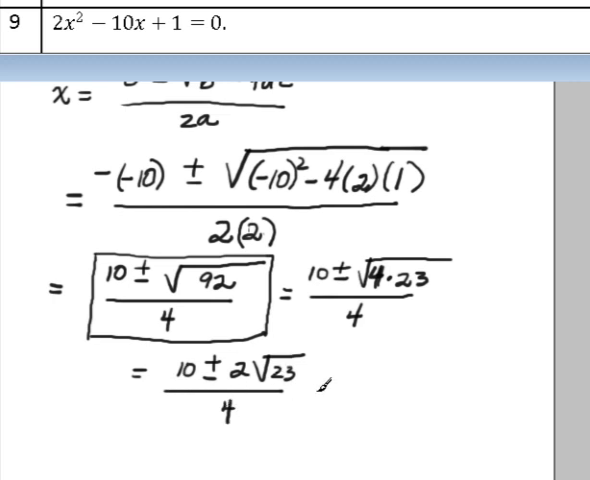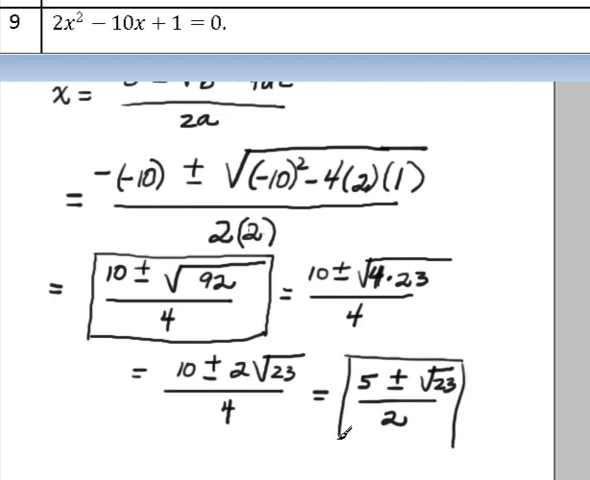And then we can divide top and bottom by 2. So that would be 5 plus or minus the square root of 23 over 2. So that's the reduced solution.